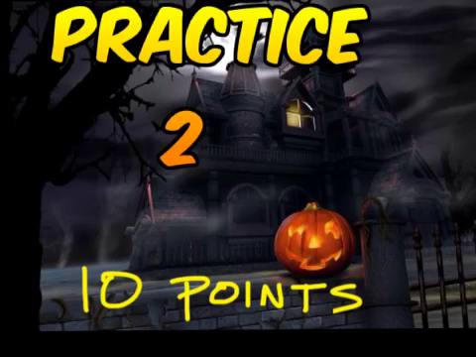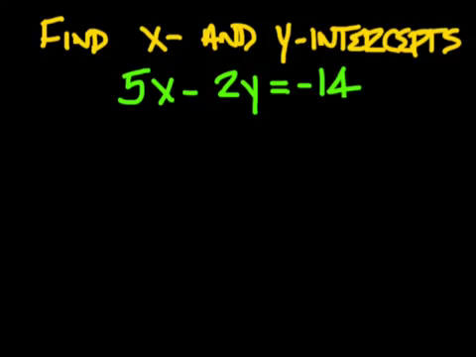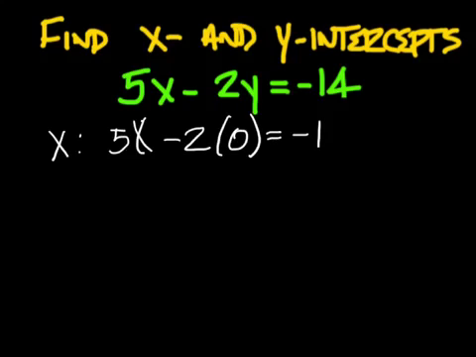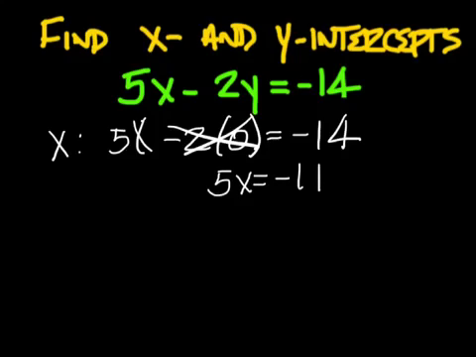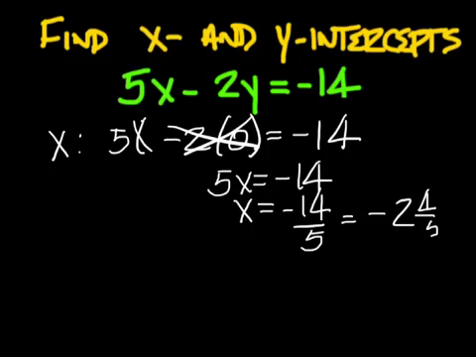Here's practice number 2. On the practice problem, we're going to start with the x-intercept and insert a 0. Not here, so this will be a strange looking x. There is where it goes. Cancel that out. You have 5x equals a -14. So divide by 5. Change it to a mixed number. -2 4/5.